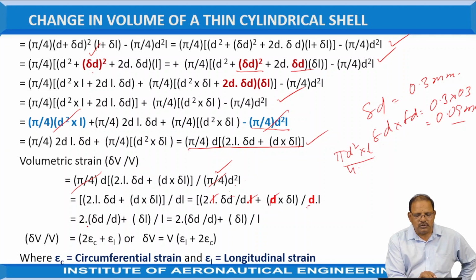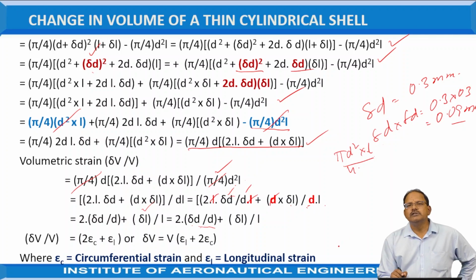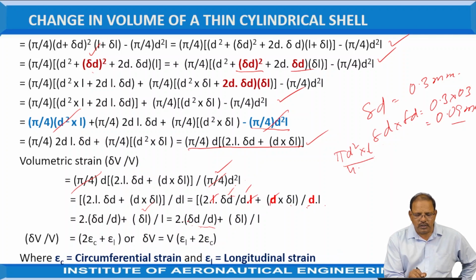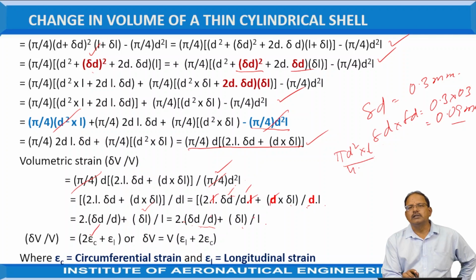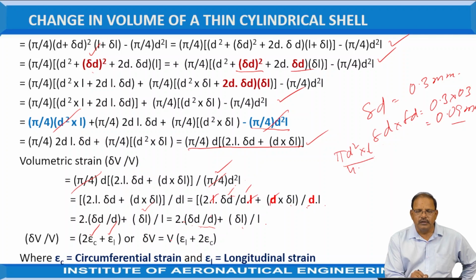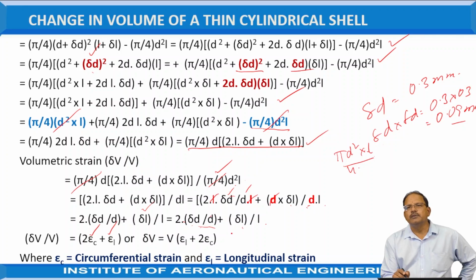The remaining values are 2 ΔD/D plus ΔL/L. Here ΔD/D represents the strain produced along the diameter, that is the circumferential strain, so it can be written as 2 εC. ΔL/L is the strain produced in the direction of length, that is εL. Hence, ΔV, the change in volume, when doing cross multiplication, is V (εL + 2εC).